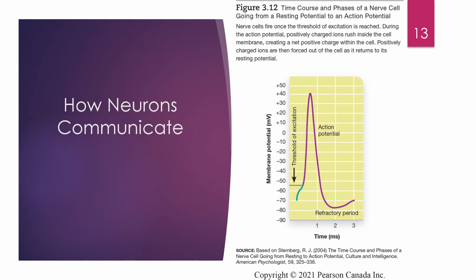and then it would swoop back down as those positive ions are being kicked back out of the cell, and then you can see how it might even return to a little lower than it was initially, which leads to that refractory period. So while it's slowly making its way back up to -70, it's not able to generate an action potential at that point.